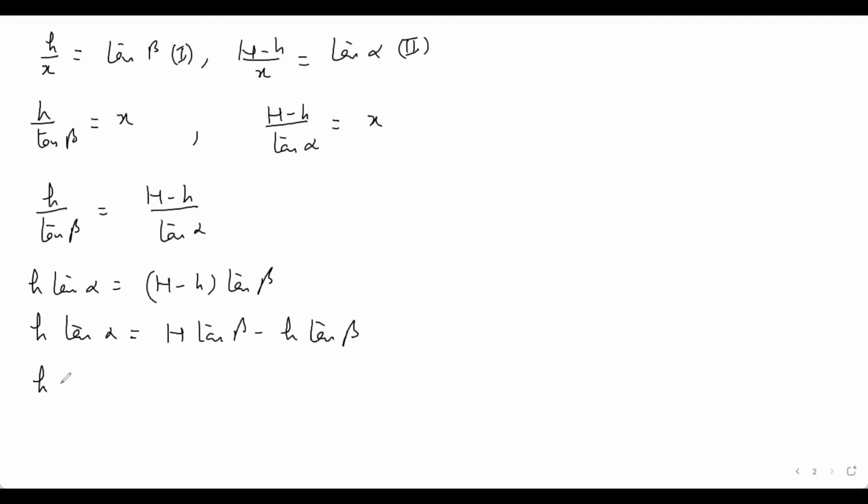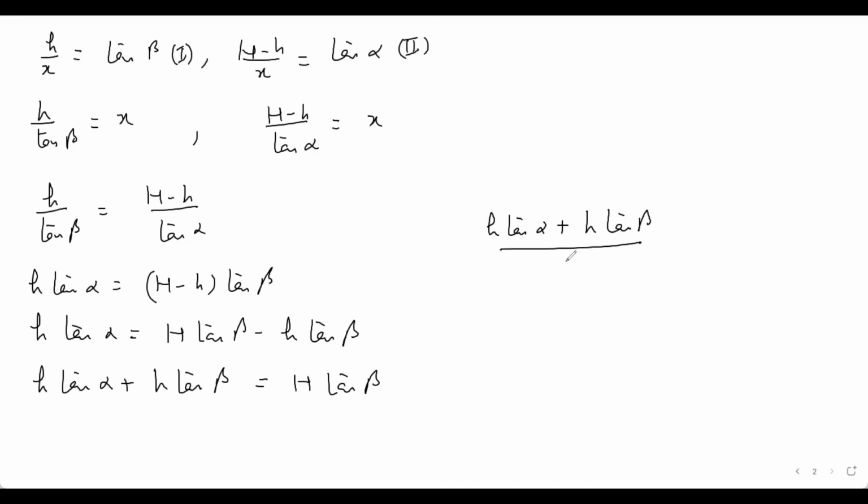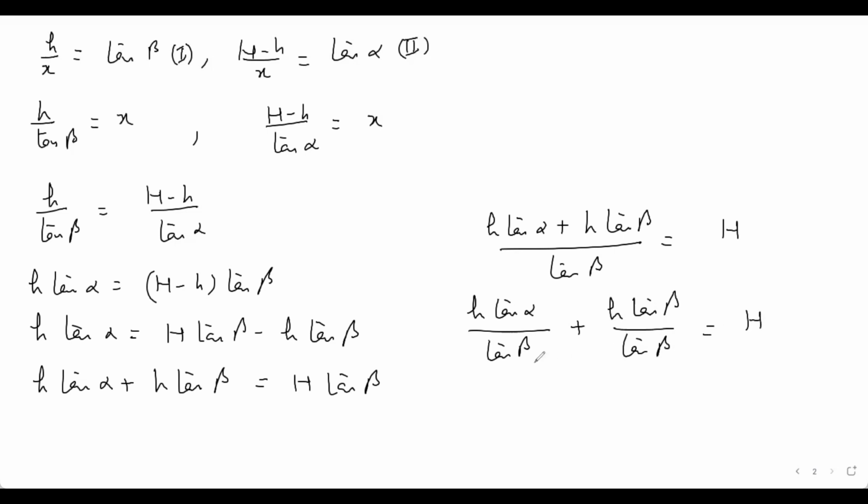So this can be written as h tan alpha plus h tan beta is equal to capital H tan beta. So h tan alpha plus h tan beta upon tan beta is equal to capital H. So this can be written as h tan alpha upon tan beta plus h tan beta upon tan beta is equal to H.